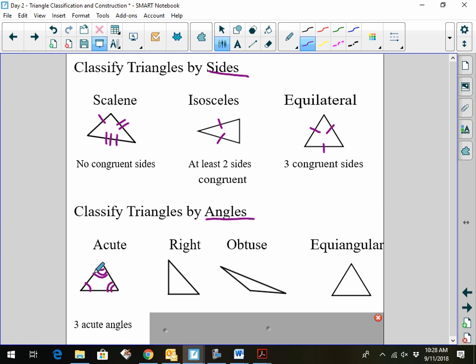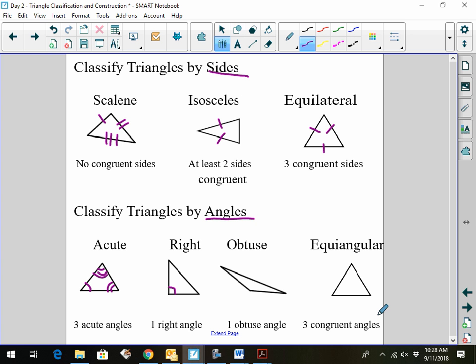They're not necessarily congruent. We have a right triangle, which has 1 right angle, and we label that with that little square in the corner. An obtuse triangle has 1 obtuse angle, and an equiangular triangle has 3 congruent angles. Here, we illustrate that these angles are all congruent by putting the same number of little arcs. So I could have 1 arc for each of the angles, or 2 arcs for each of the angles, and that would show that they are congruent. So, classifying by size, classifying by angle.